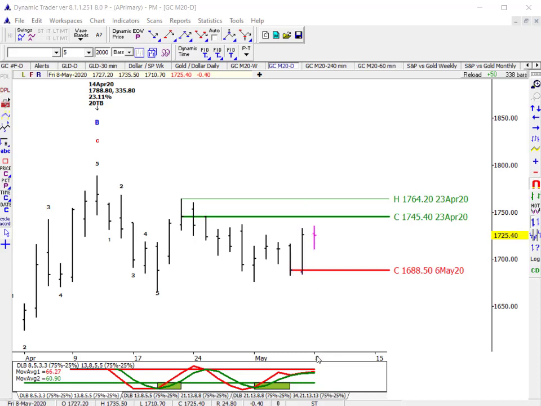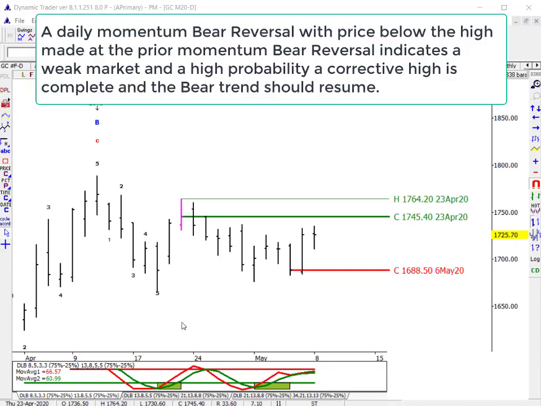But what if we make a daily momentum bear reversal, and we have not traded above or closed above the high from where the last daily momentum bear reversal was made? Well, that really indicates a weak market. There's nothing for sure in any kind of technical analysis or trade strategy, but that would indicate the market wasn't in a bullish cycle where it was making higher highs and higher lows as it was making its reversals in the daily momentum. So it would really indicate a weak market.